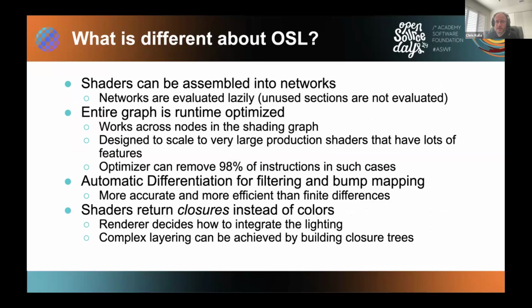And this is really designed to scale to very large production shaders, where shader writers or artists will typically assemble nodes that have lots of features in them. Not all of those features are being used. And that can leave a lot of instructions that don't actually do anything. And when we analyze the graph at runtime, we can detect those cases and remove a lot of instructions from these cases. We've seen the optimizer remove upwards of 98% of instructions in kind of extreme cases. And this is definitely a key feature of the library and the runtime.